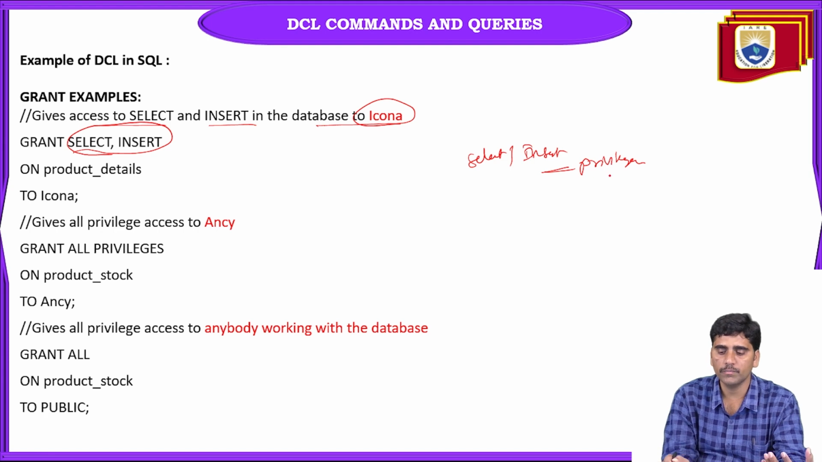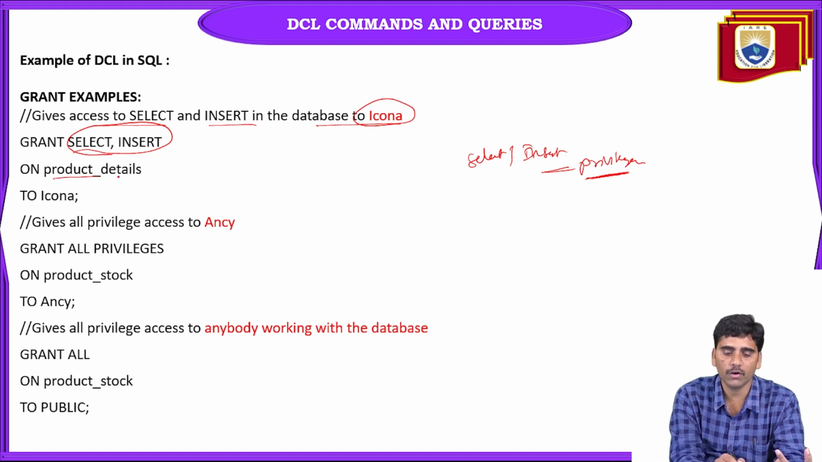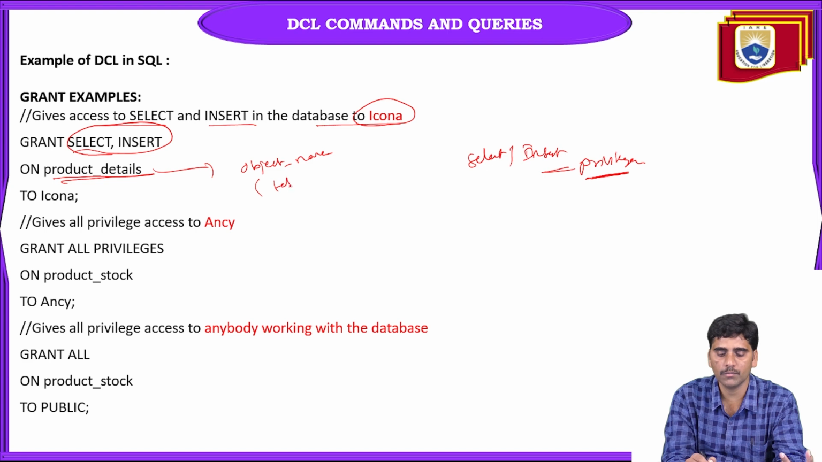So we need to perform this. We need to apply privileges on what object name? On product_detail as an object name. So product_detail is the table name. That is nothing but the object name.